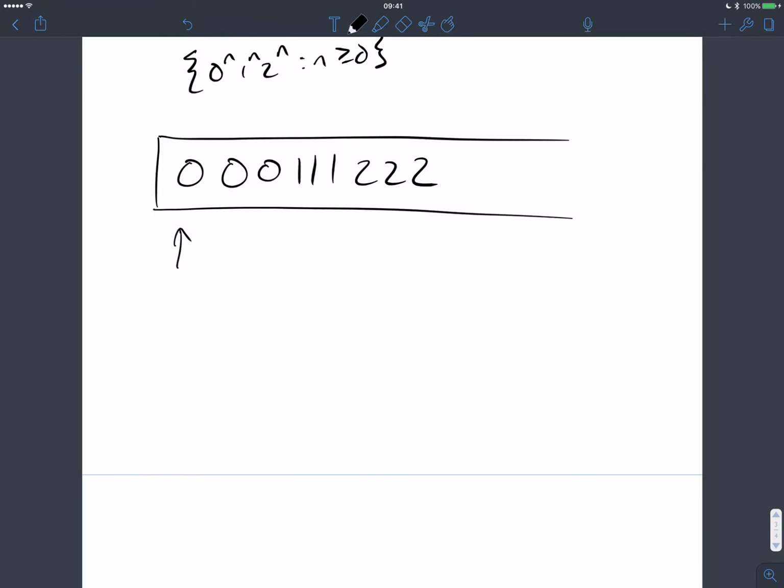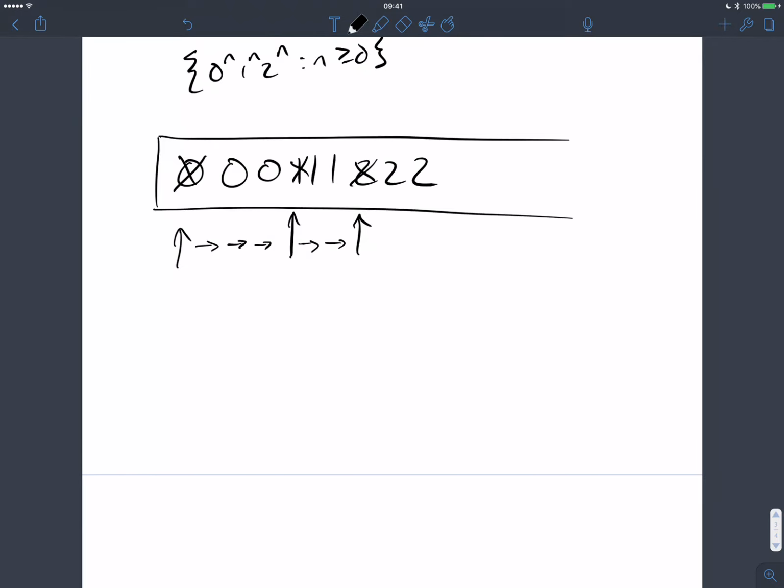Well, maybe what I do is, if I see a zero, I overwrite that zero with an X or some character. And then, since it's of the form 0 to the n, 1 to the n, 2 to the n, if I mark off a zero at the beginning, what should I do with the other two parts? Mark off a 1 and mark off a 2. So I'm going to scan right until I see a 1, cross that guy out, then keep going until I see a 2, and cross him out. And then once I cross off that single 2, what should I do?